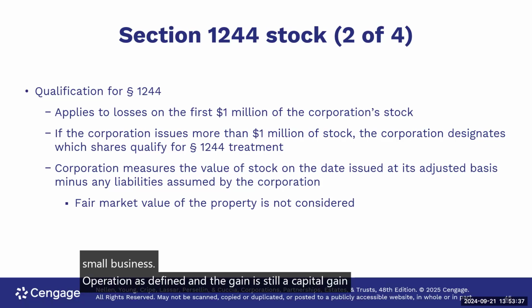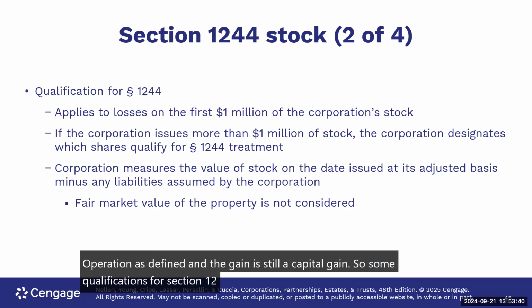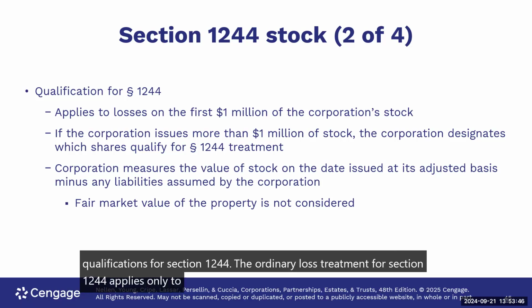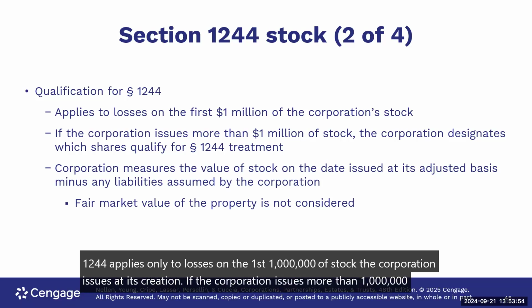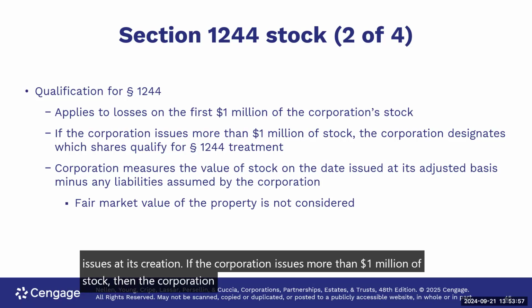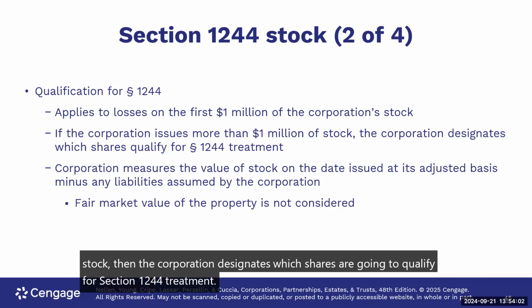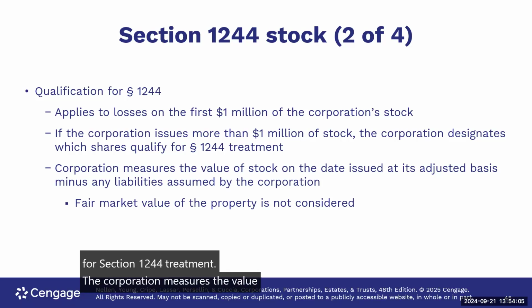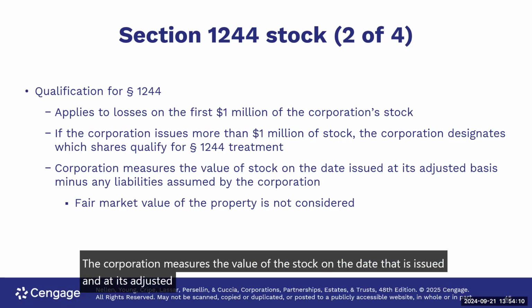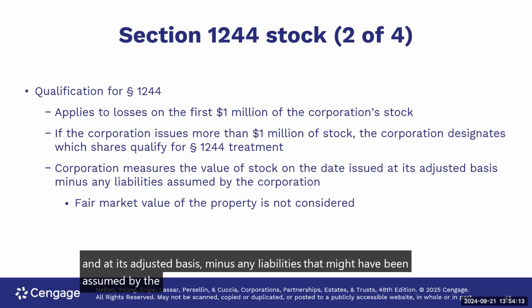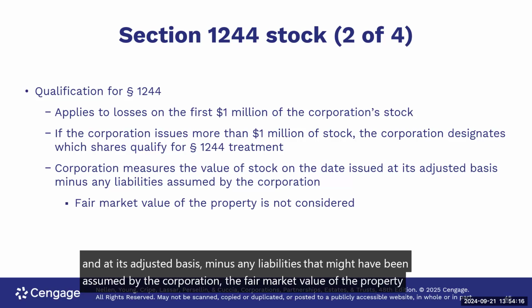So, some qualifications for Section 1244. The ordinary loss treatment for Section 1244 applies only to losses on the first $1 million of stock the corporation issues at its creation. If the corporation issues more than $1 million of stock, then the corporation designates which shares are going to qualify for Section 1244 treatment. The corporation measures the value of the stock on the date that it's issued, at its adjusted basis minus any liabilities that might have been assumed by the corporation. The fair market value of the property is not considered. So keep that in mind.